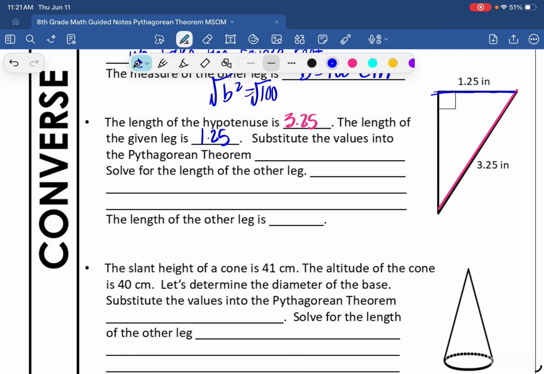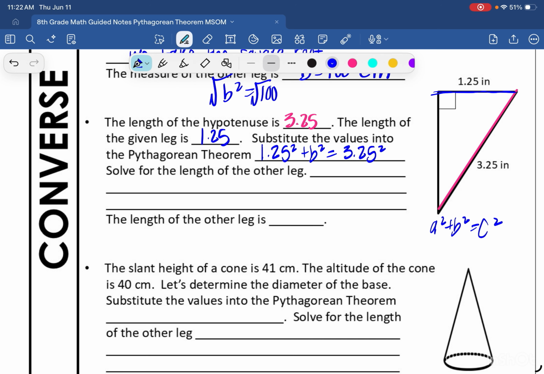Substitute the values into the Pythagorean theorem. So again, we have a squared plus b squared equals c squared. C squared is my hypotenuse. A and b are my legs. So I have 1.25 squared plus b squared equals 3.25 squared.